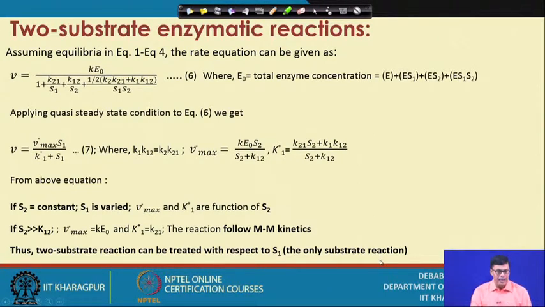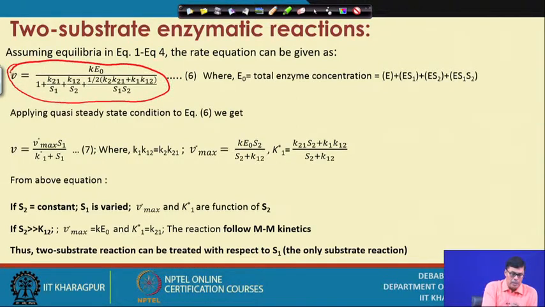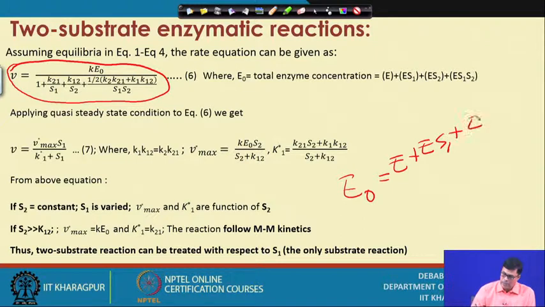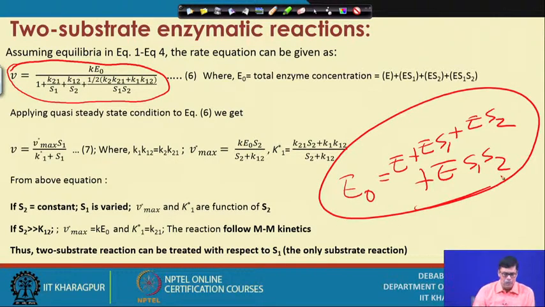Now, when we analyze this particular reaction scheme, we will come across this kind of derivation: K is the rate constant, E0 is the initial enzyme concentration. Now, here E0 will be what? E0 equals E plus ES1 plus ES2 plus ES1S2. So, this is the combination of all these things that we consider as E0. This is called bound enzyme, and this is called free enzyme.